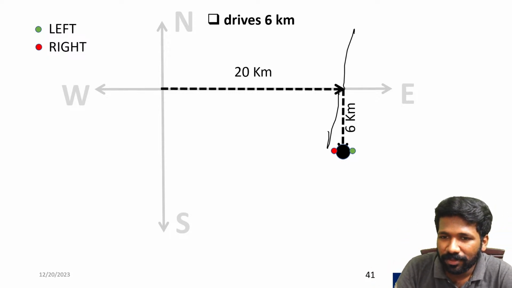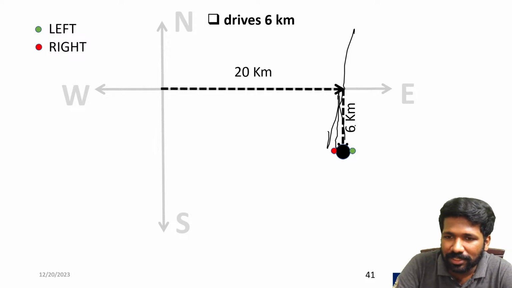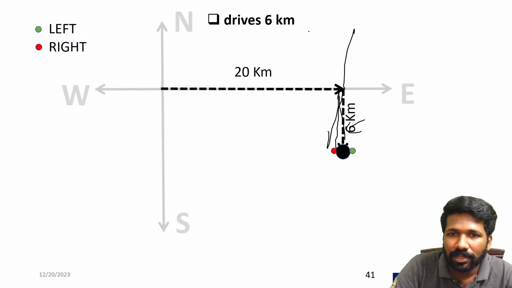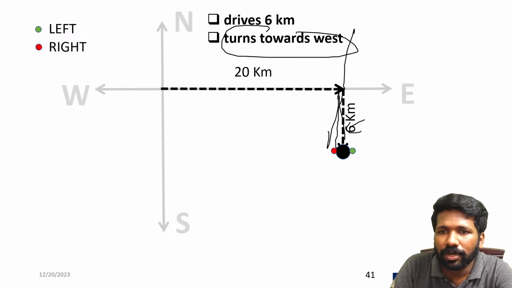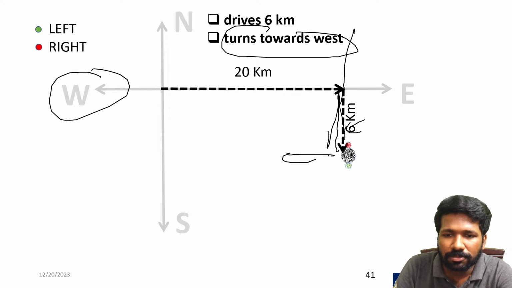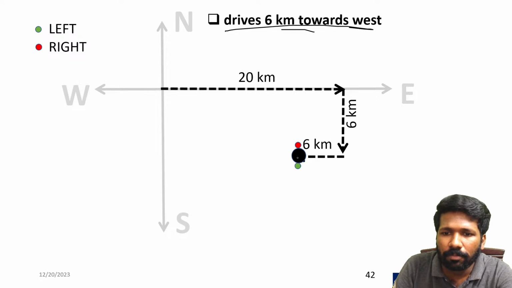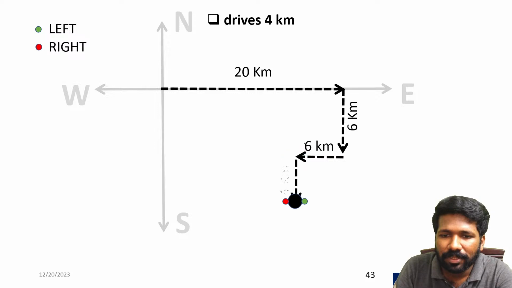That is enough. So that way you can easily say this is the direction, 6 km. Then the question says turns towards west. West is clearly this direction. So turns towards west means this direction. Then it drives 6 km towards west, 6 km. Then turns left. Left means this direction.